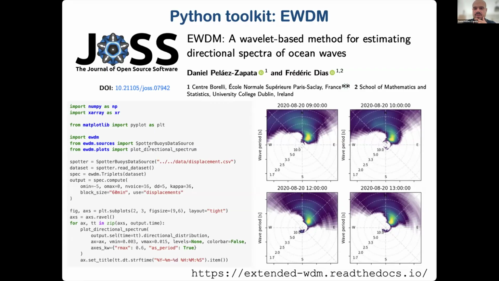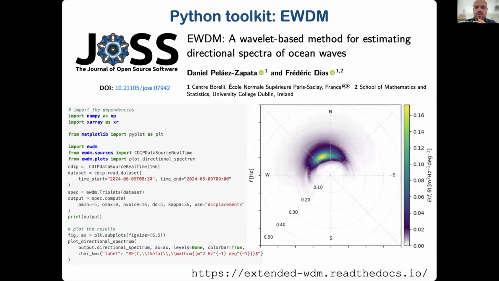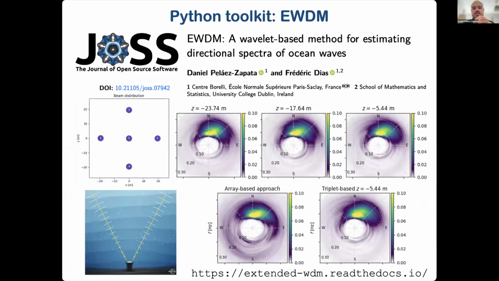For example, here I'm using some methods to obtain the data from well-known sources like Spotter Buoy. It also works for the CDIP dataset in real time, so you can obtain an additional estimation of the directional spectrum, and you can compare with those provided by them. It also works with ADCPs.